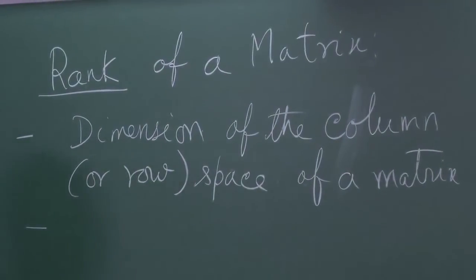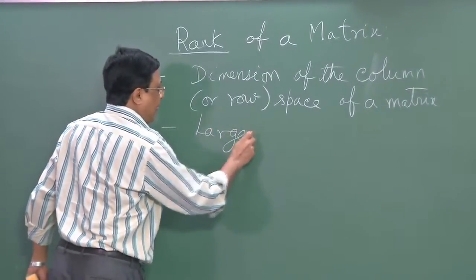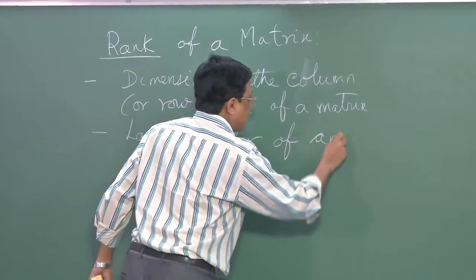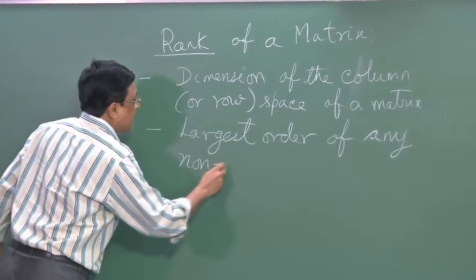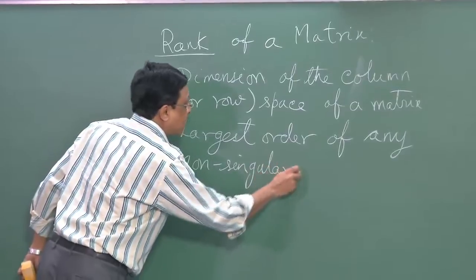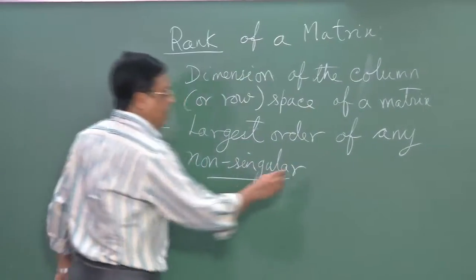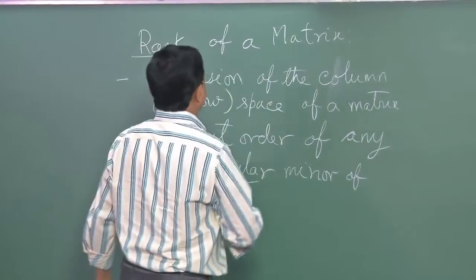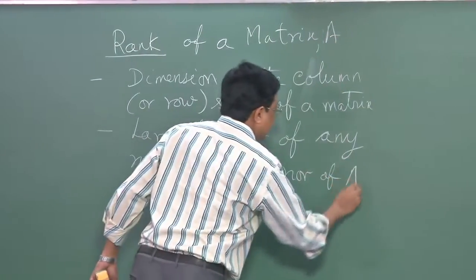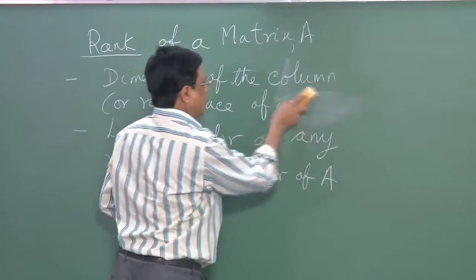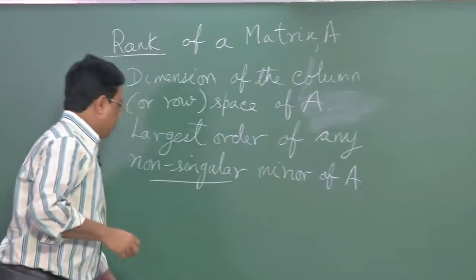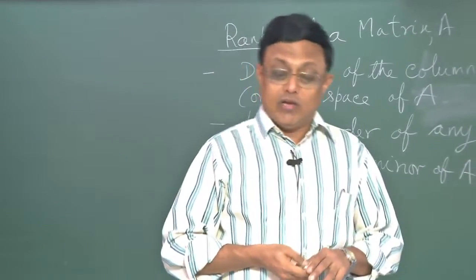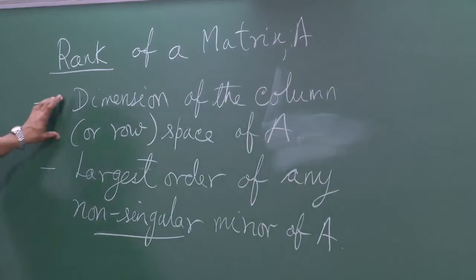The rank of a matrix can also be defined as the largest order of any non-singular minor of a matrix, say A. As you can see, the word non-singularity is coming, so the rank is very closely associated with the singularity of a matrix. We will look at this definition first, which is talking about the column or row space of a matrix A.